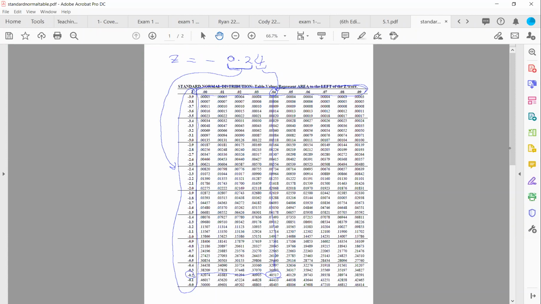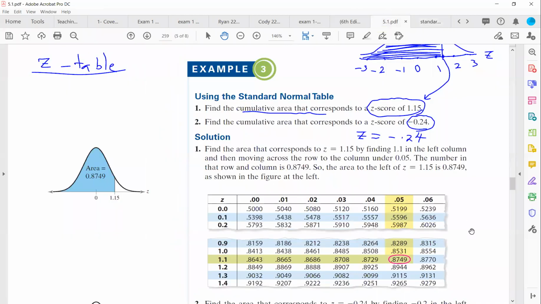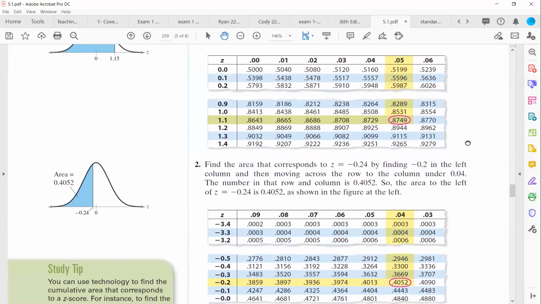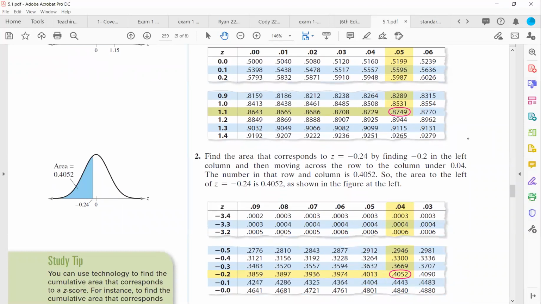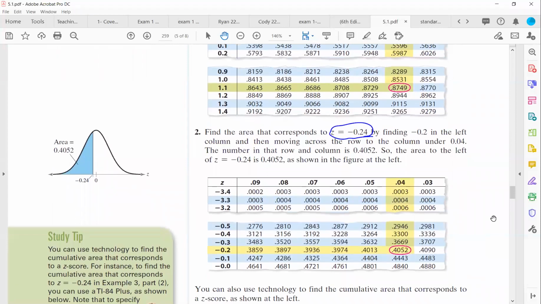almost 41%. The probability that Z is equal to negative 0.24 is equal to 41%. So you can write P of Z equals negative 0.24 is equal to 0.41 or 41%. That's the area or probability.